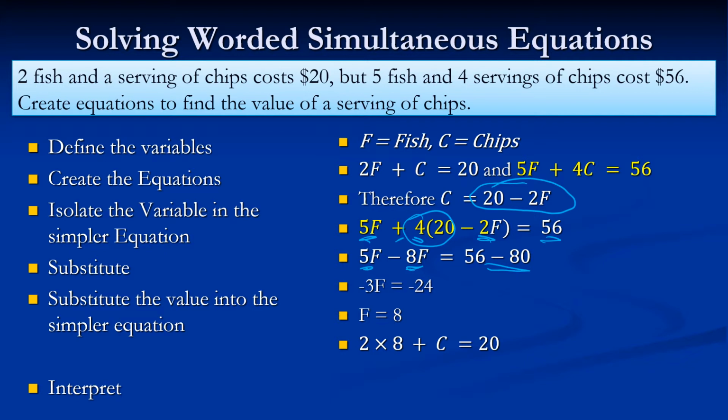Now we can just substitute into an equation to find the value of chips. So we know that 2 times fish, or 2 times 8, equals 16, plus chips equals 20. So the chips is 20 take 16, which is $4. Just interpret that answer to say a serving of chips is $4.